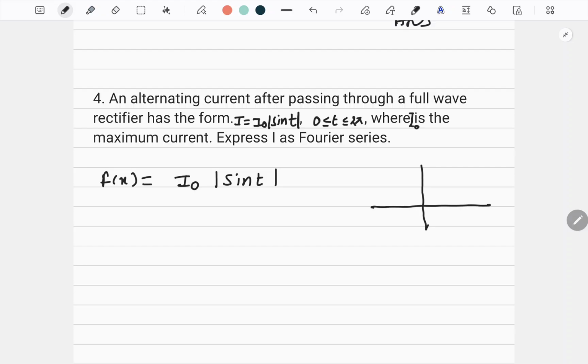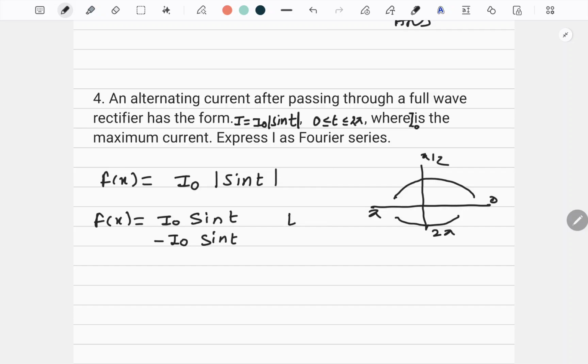So if I look at this, we have 0, pi by 2, pi and 2 pi. We all know that in the first quadrant and second quadrant, the sine function is always positive, and in both of these quadrants it is negative. So I can split this function f of x as I0 sin t and minus I0 sin t. Here when t is from 0 to pi, and here when t is from pi to 2 pi.